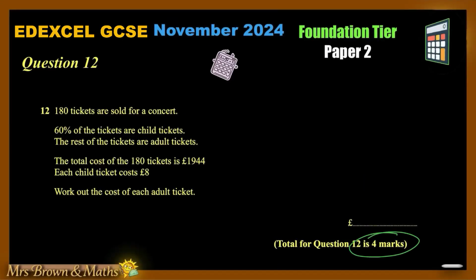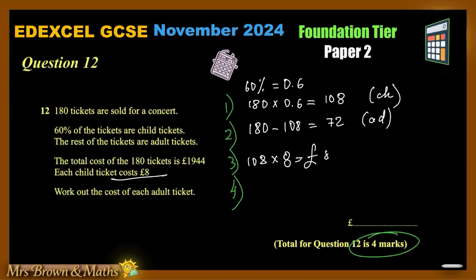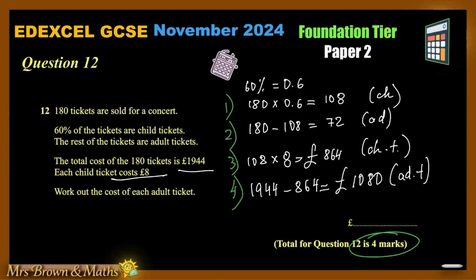Question 12. 60% of 180 is 108. Adult tickets, 72. 108 times 8 is 864. 1944 take away 864. The answer is 1080. Divided by 72, the final answer is 15. Lots of marks.